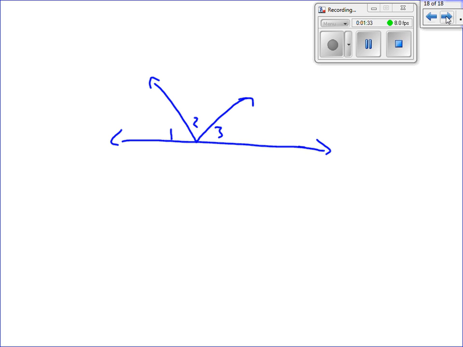If I want to know the relationship between angle 1 and angle 3, I draw those little angle marks. Angle 1 goes from this bottom line to this first line, and angle 3 goes from the bottom line to the first line on that side. Does that form a complete semicircle? No. So 1 and 3 together do not form a straight line.